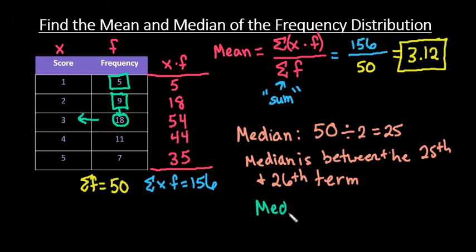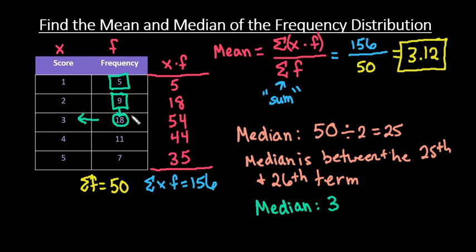So our median would end up being 3 because the 25th term would fall in this column. So the 5 plus 9 gave me the 14. I need 11 more to get to the 25th term. And it's going to be between the 25th and 26th term. Both of them are going to be in this row, in this category with a score of 3. So that's why it ends up being 3.